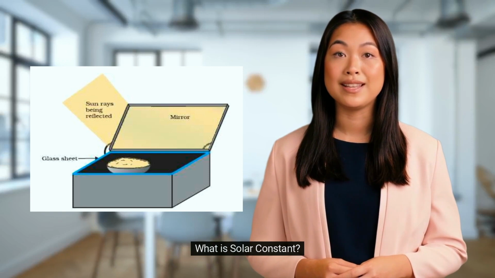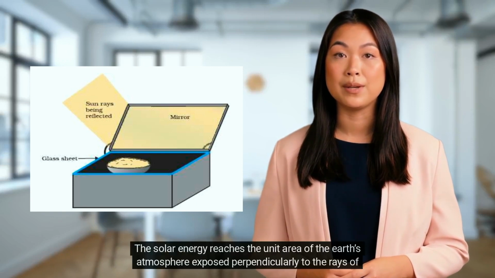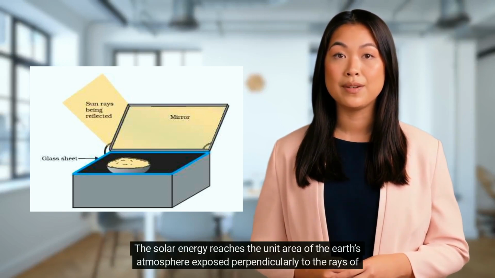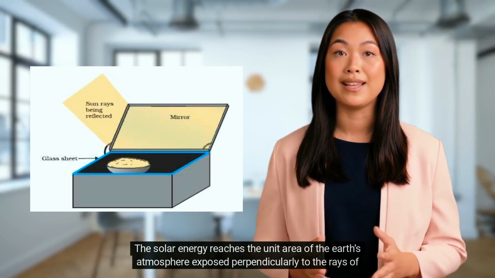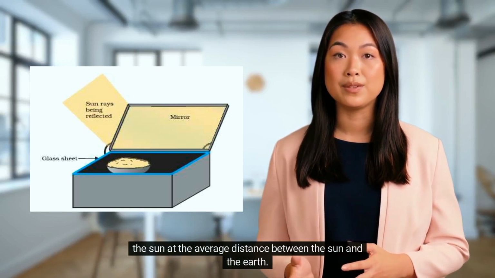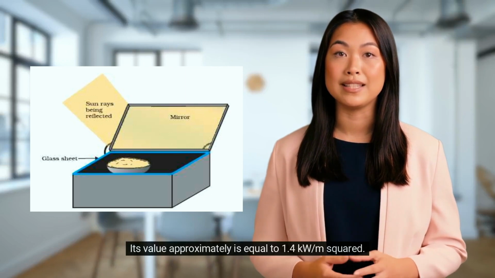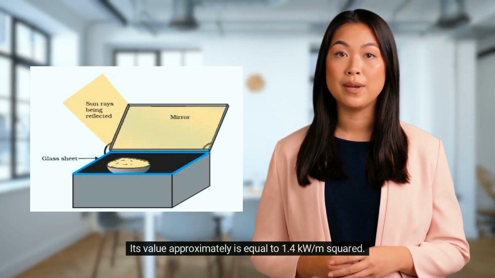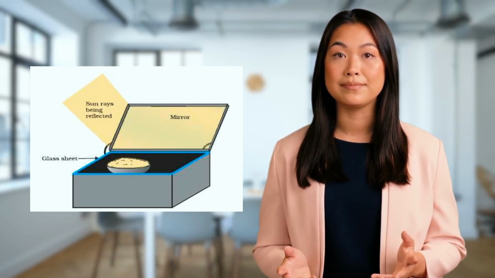What is solar constant? The solar energy reaches the unit area of the Earth's atmosphere exposed perpendicularly to the rays of the sun at the average distance between the sun and the Earth. Its value approximately is equal to 1.4 kilowatts per m².